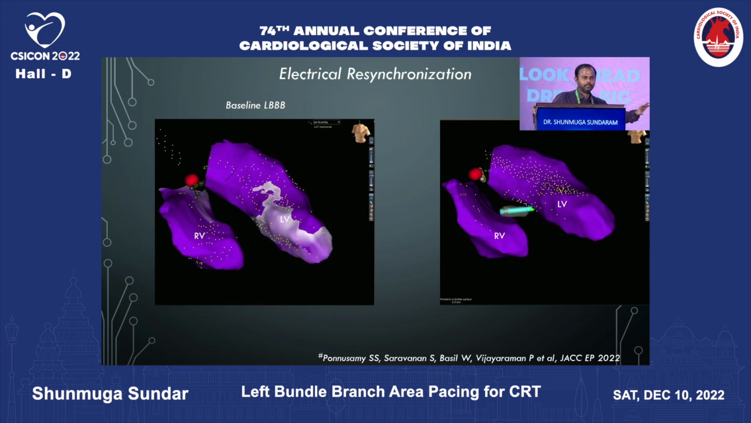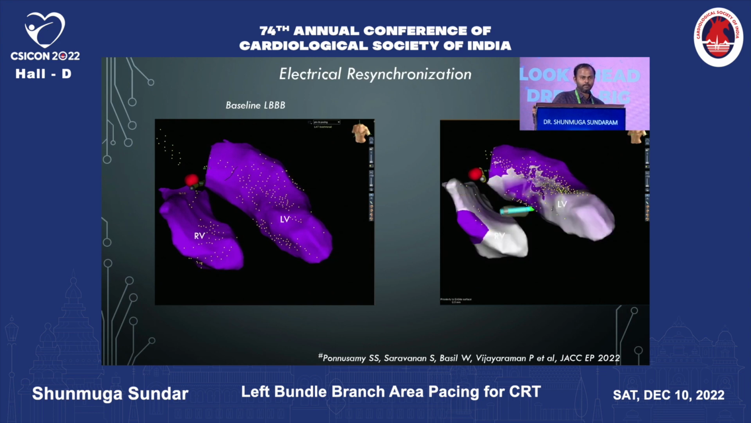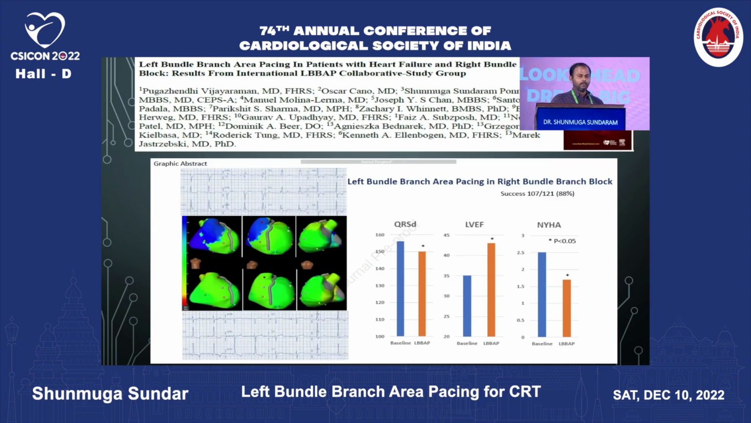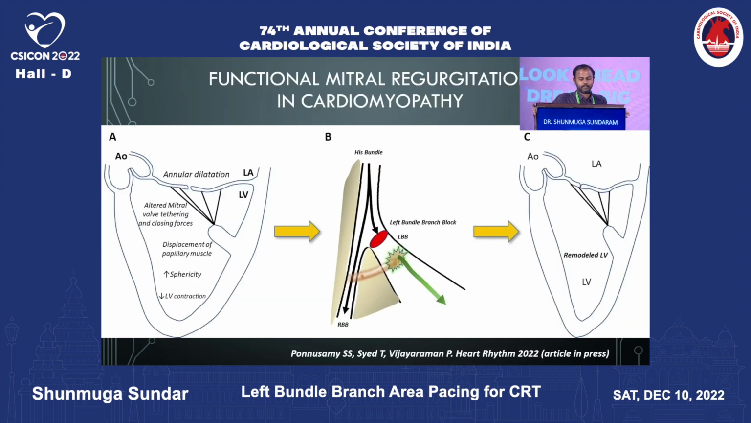You'll have a sequential activation of the ventricles, left ventricle followed by the right ventricle. So this sort of electrical resynchronization can never happen with BIV therapy, which is after all a myocardial pacing. Of course, for those patients who had a non-LBBB morphology, for example right bundle branch morphology, this was our second international LBBP collaborative study group data, where we have shown that still in patients with an RBBB, we could reduce the QRS, but not as much as in patients with a baseline LBBB, but they still showed improvement in LV function and reduction in LV dimension.